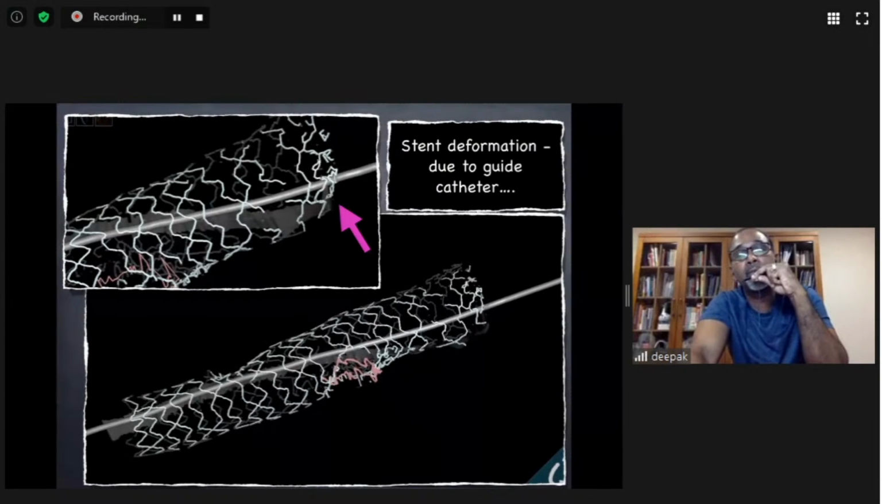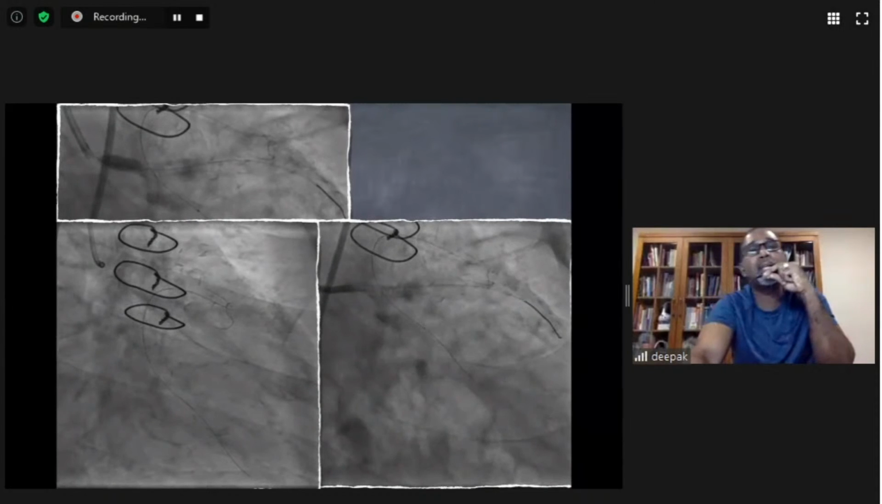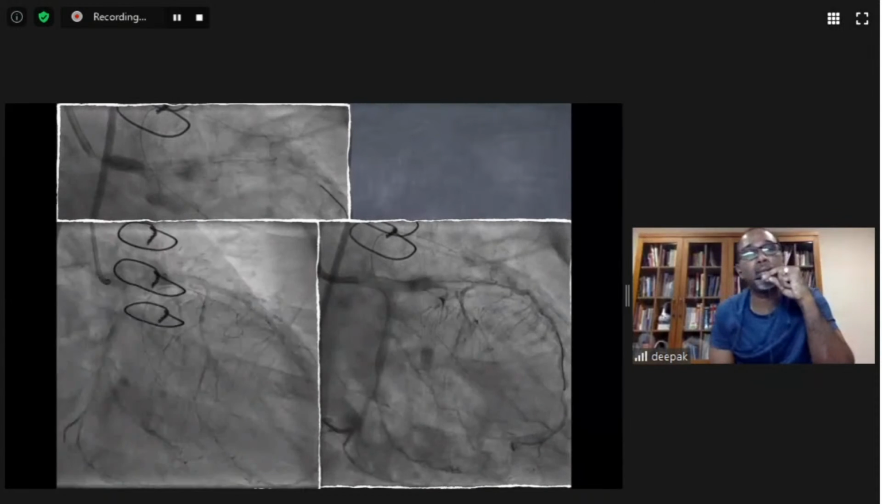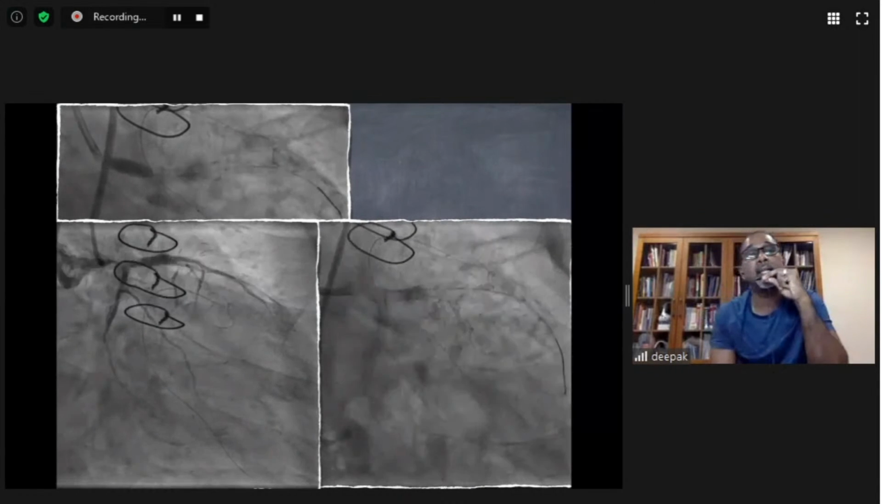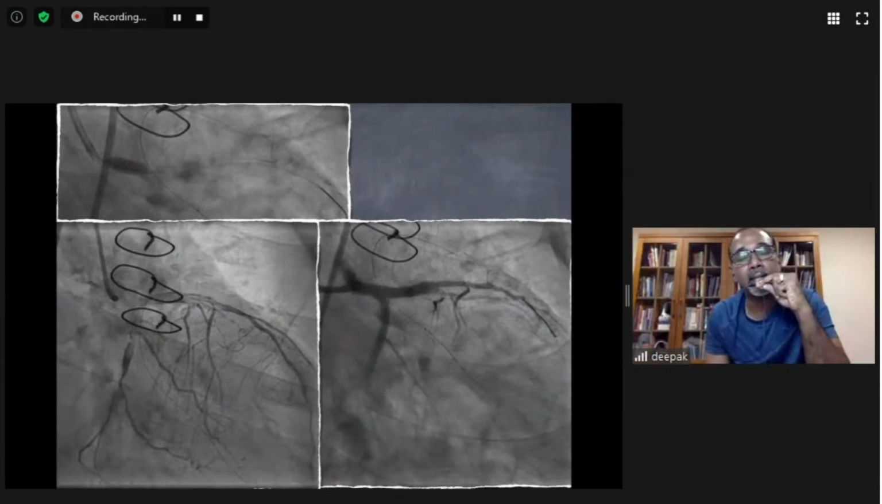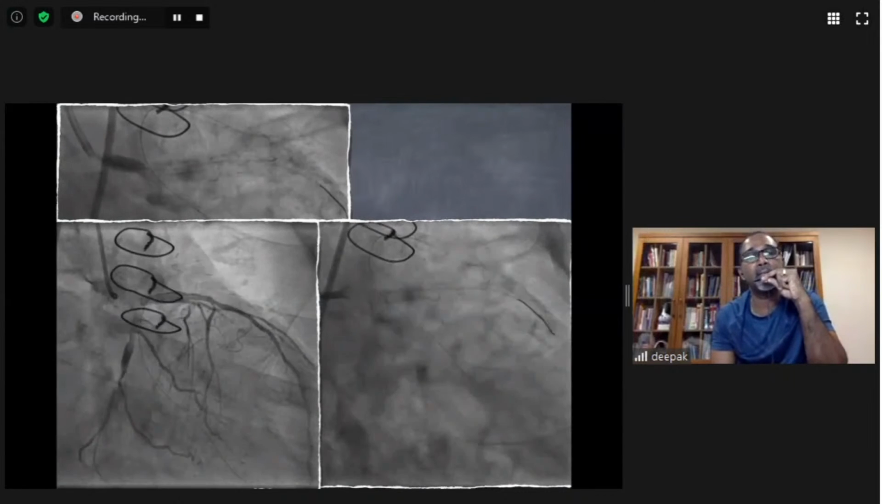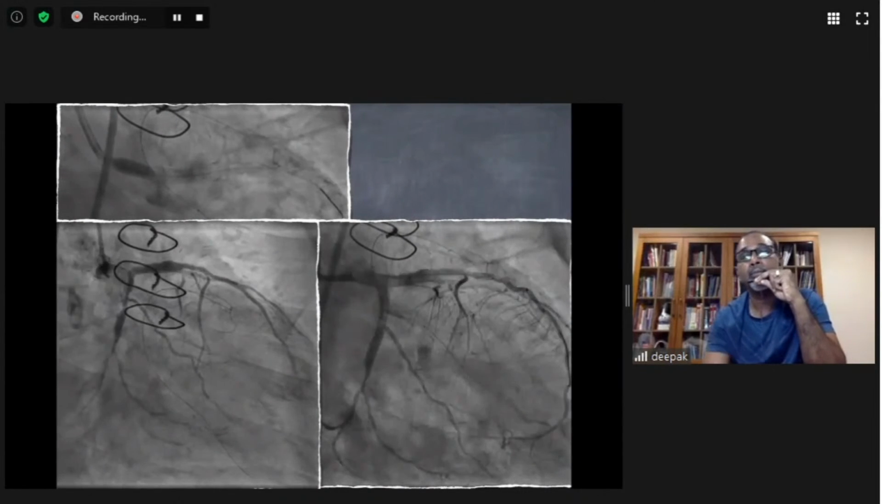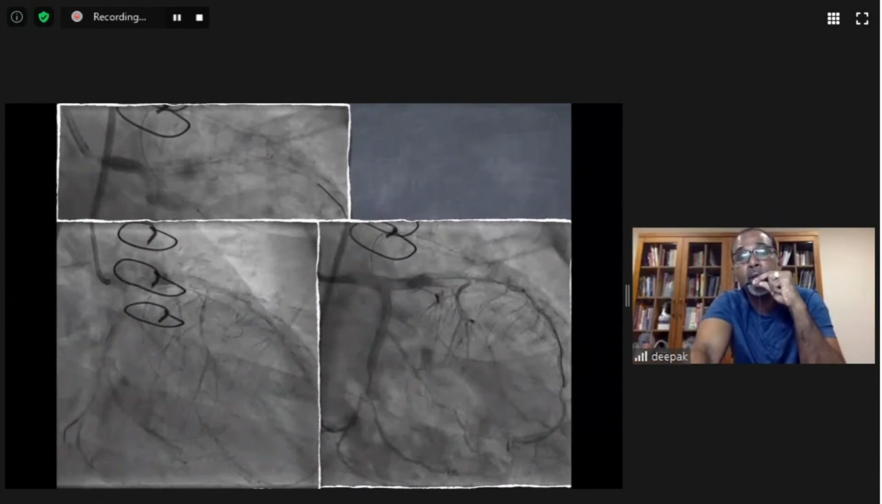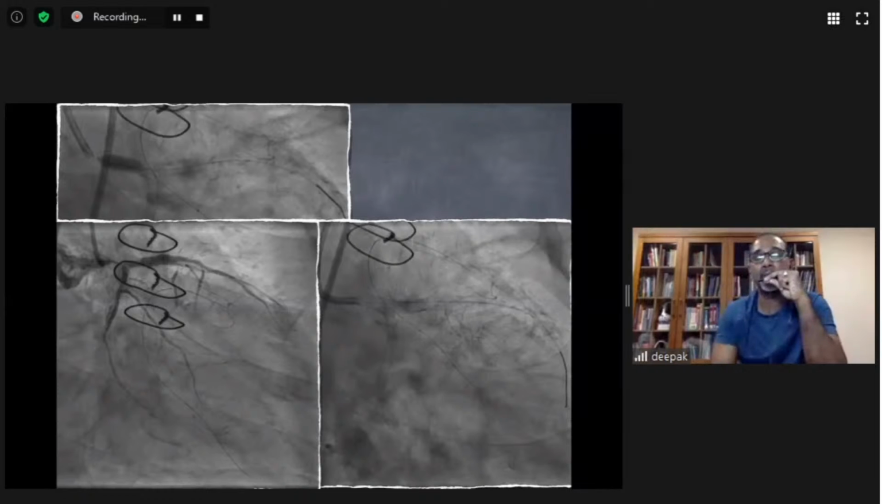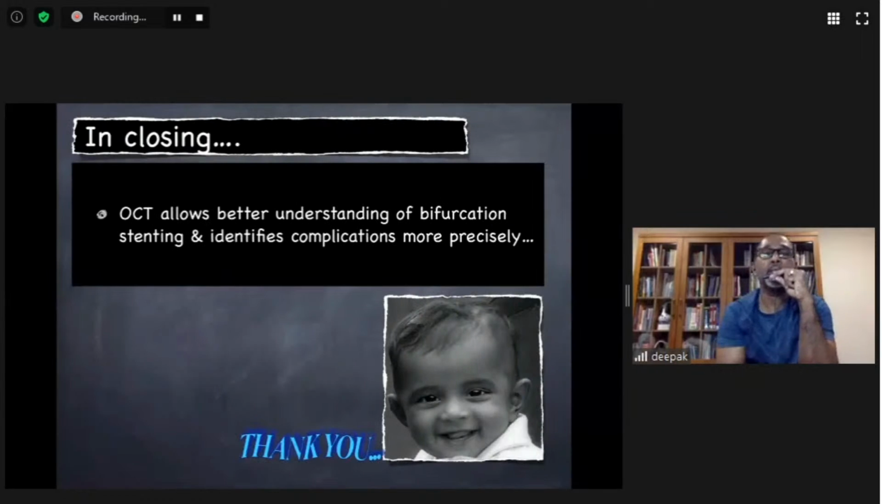So finally what we did was we took another 5 millimeter balloon, and again we did a proximal optimization, and those were the results. You could see that in the first image, the flow in the LAD and circumflex was not good. The patient was having recurrent angina, hypotension, but finally following stent implantation and optimization with a 5 millimeter balloon, you could see good flow inside both the vessels. So those are the informations that one could achieve while using OCT for bifurcation stenting.